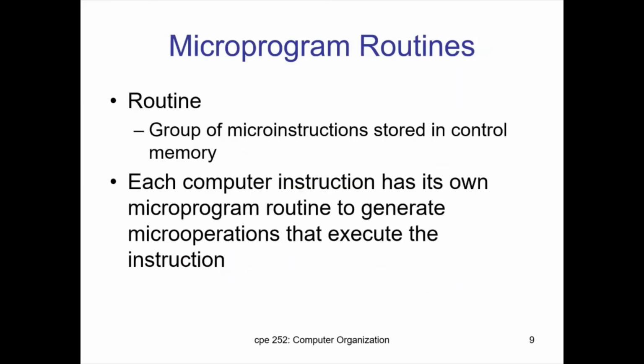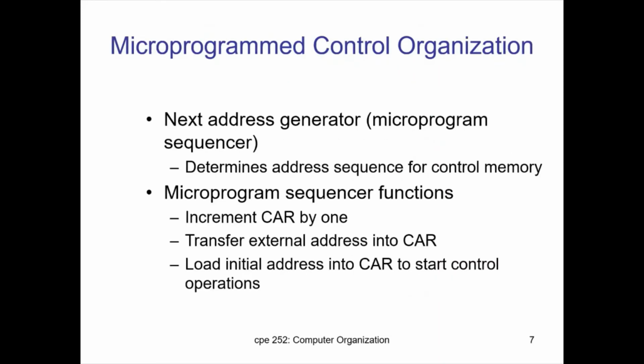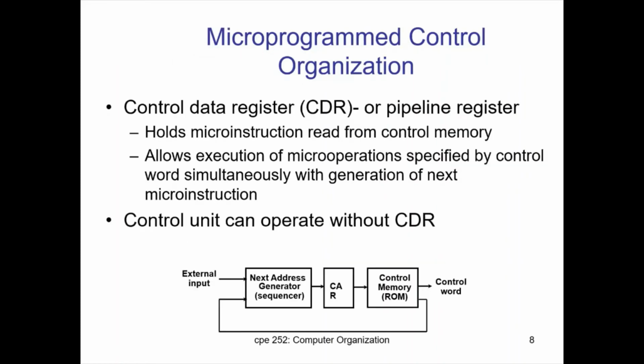So we go to the next concept, which is called CDR. Just as the control address register has its operation, we have a similar operation in the control data register, which may also be called a pipeline register. It holds the micro instruction read from control memory and allows the execution of micro operations specified by the control word. Simultaneously, it will generate the next micro instruction.